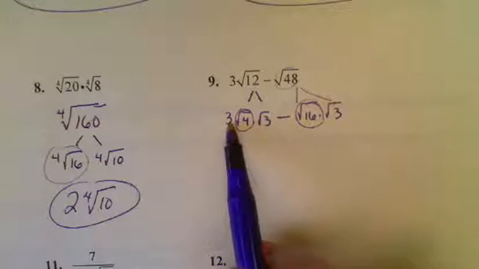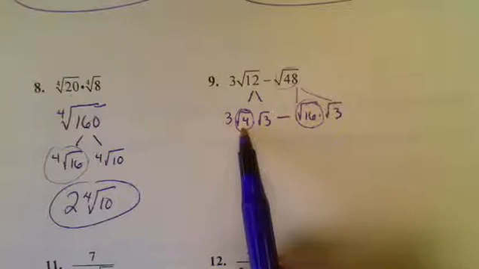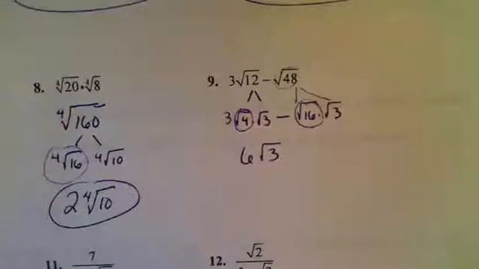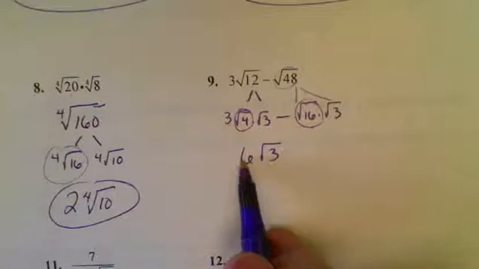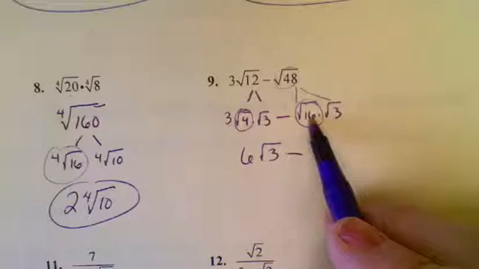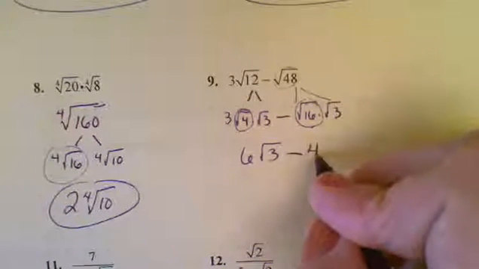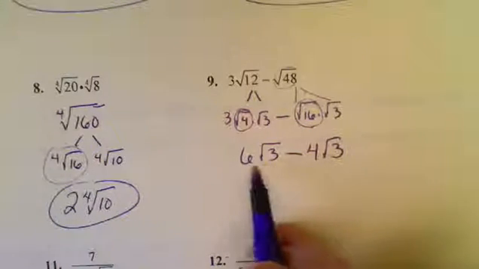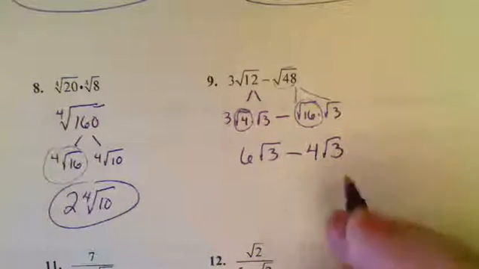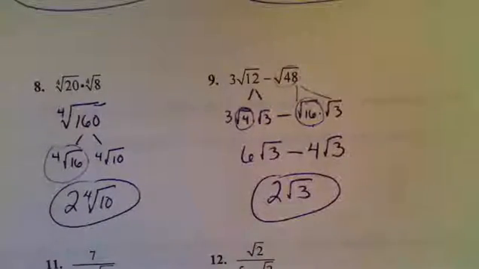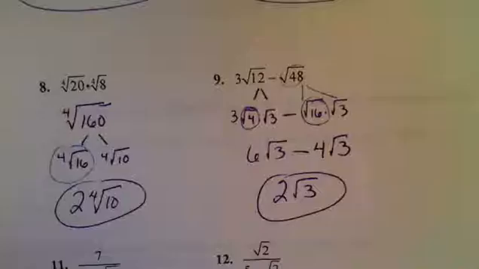So now when I simplify, 3 times the square root of 4 is 2. So 3 times 2 is 6. So I have 6 radical 3's. Can't put those together because this is under square root and that's not. Minus, here I have square root of 16 is 4. I have 4 radical 3. So now when I add, now they're like terms, I can put them together. If I have 6 of those and I'm minus 4, I have 2 of those terms. So 2 radical 3. Okay, so that's simplifying.